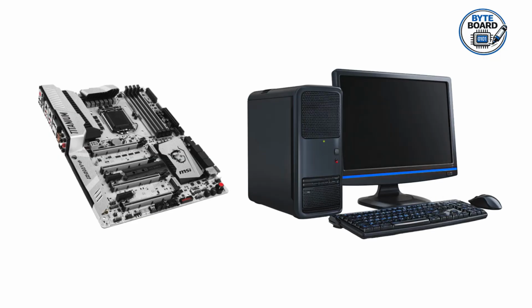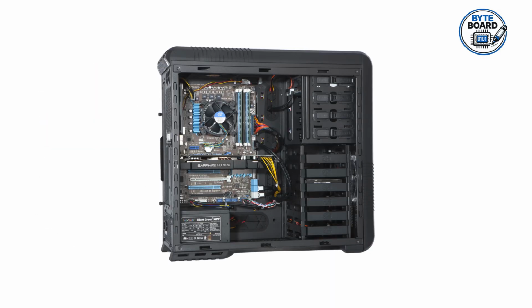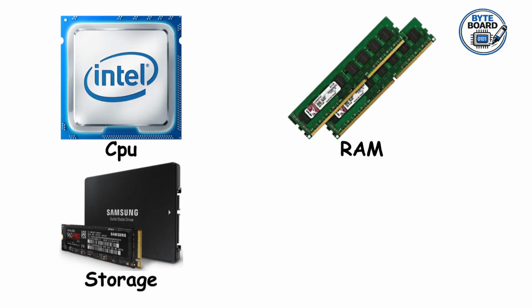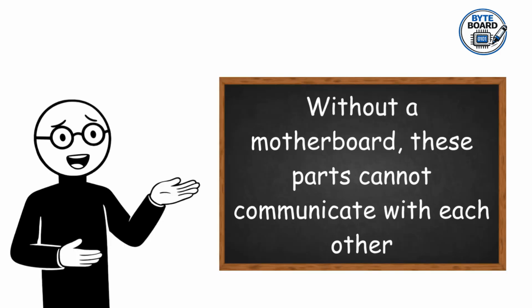What is a motherboard? A motherboard is the main circuit board of a computer. Think of it as the backbone or central hub of your system. All important components are connected to the motherboard, such as the CPU (processor), RAM (memory), storage (SSD/HDD), and GPU (graphics card). Without a motherboard, these parts cannot communicate with each other.